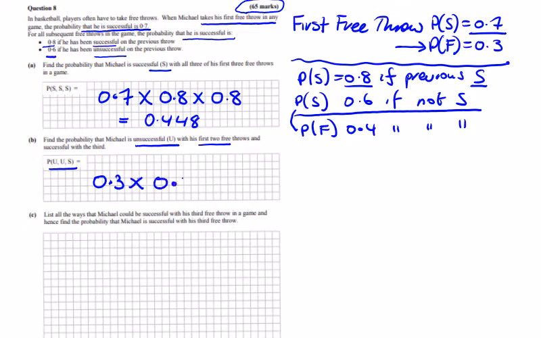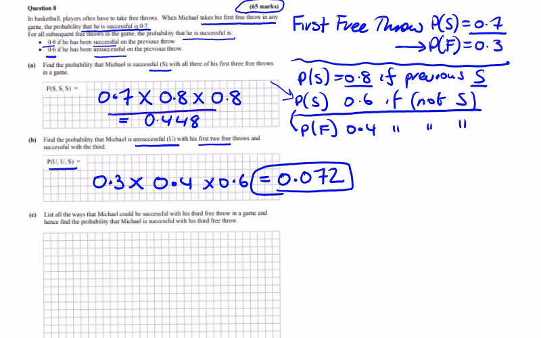So that's 0.4. And now we've gone from not successful to successful. So this is this one here, this 0.6. He wasn't successful, not successful. So the probability of success is 0.6 on his third one. And 12 sixes are 72, so 0.072 is going to be the second one. First one, 0.448.